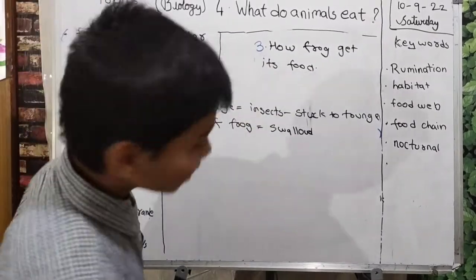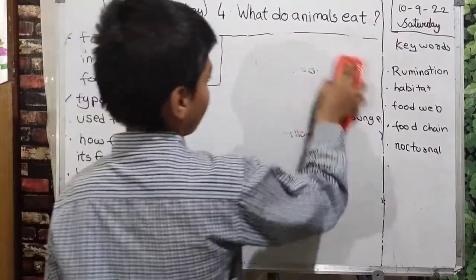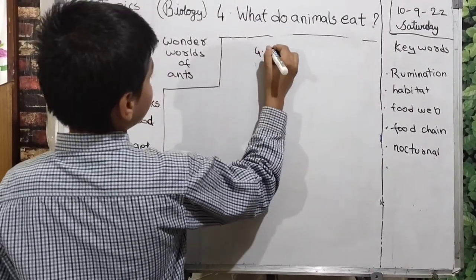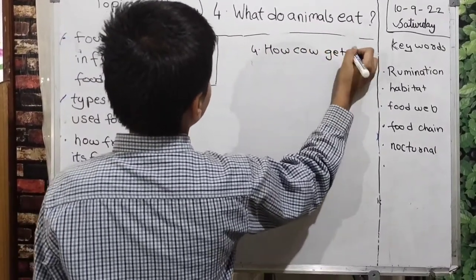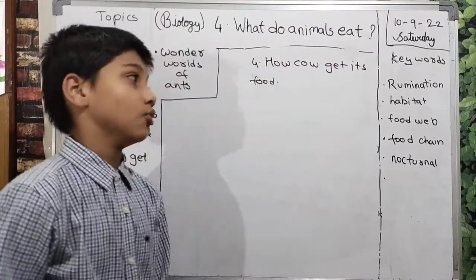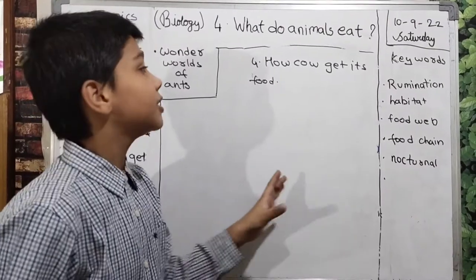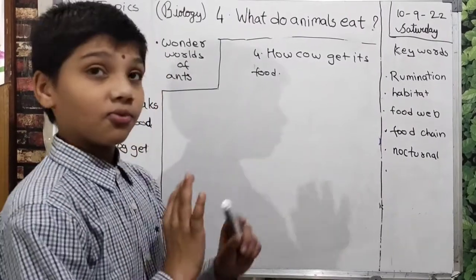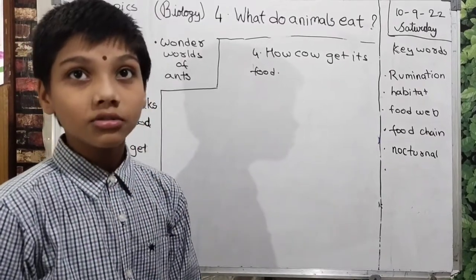Now, we'll see our fourth topic, how the cow gets its food. So we know the cow. If we observe a cow sitting under a tree, it sits very nicely and it is chewing something. What will it chew?